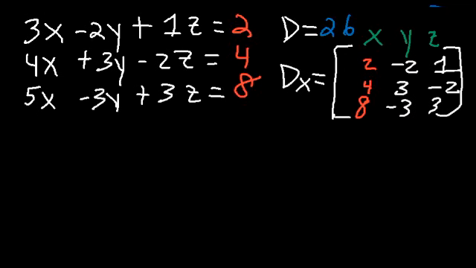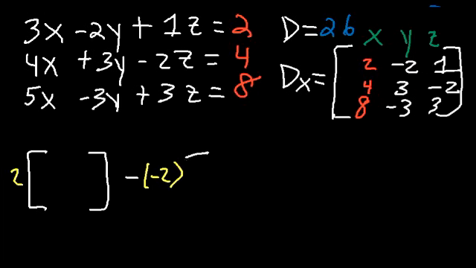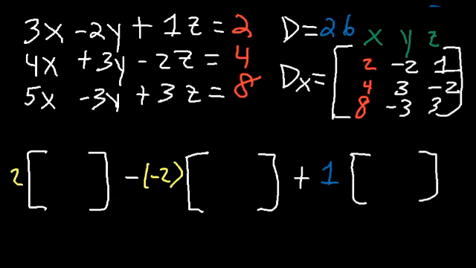So it's going to be 2, and then times, and then minus the -2, and then times another matrix plus positive 1 and times something. So once we get rid of the 2, we need to eliminate the row and the column that intersects the 2. So what we're going to have in the first matrix is 3, negative 3, negative 2, 3.